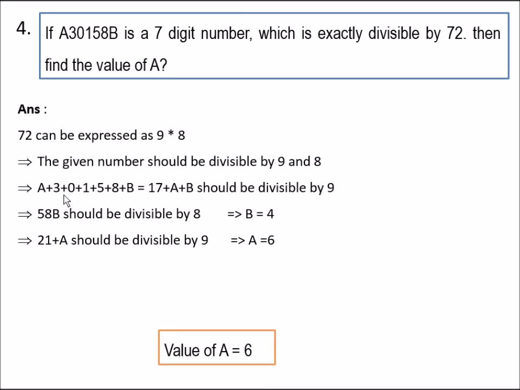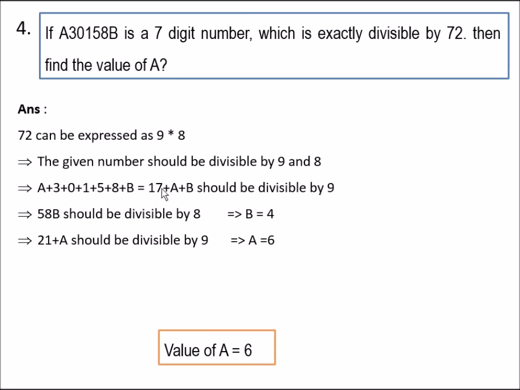For a number to be divisible by 9, the sum of digits should be divisible by 9, that is 17 plus A plus B should be divisible by 9. And for 8, the condition is that the last 3 digits should be divisible by 8 or be 000. So 58B should be divisible by 8. This implies B is equal to 4.